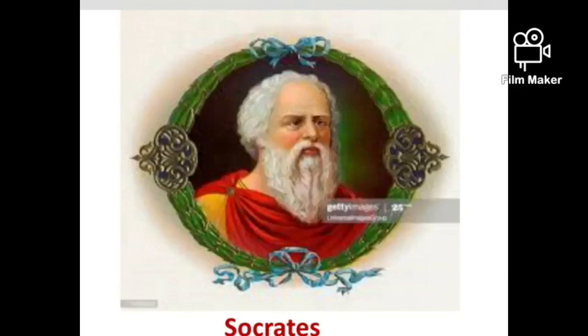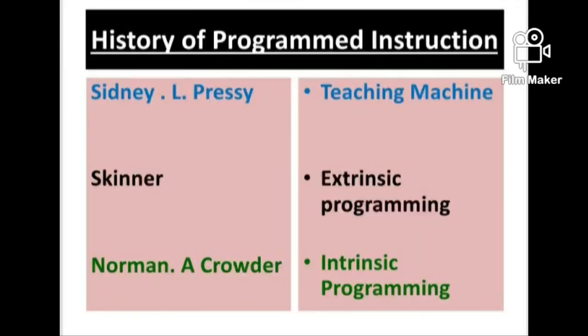Socrates is regarded as one of the earliest programmers. He developed a program in geometry. This was recorded by Plato, his disciple, in the dialogue Meno. By the middle of 1920, Sidney L. Pressey developed a teaching machine. In 1954, Professor B.F. Skinner developed linear or extrinsic programming. And in 1955, Norman A. Crowder developed branched or intrinsic programming.